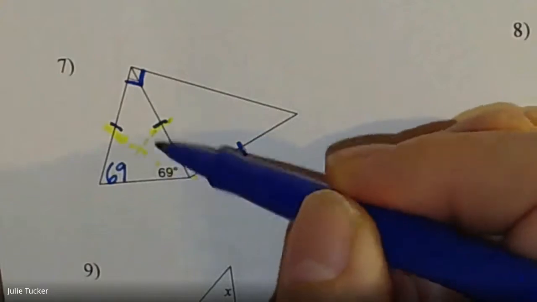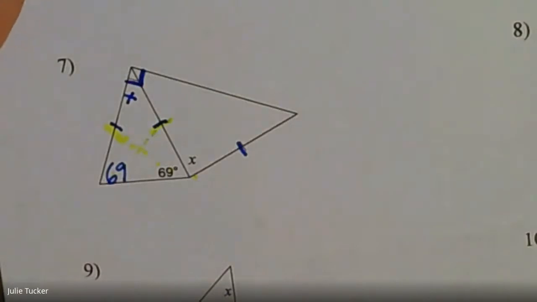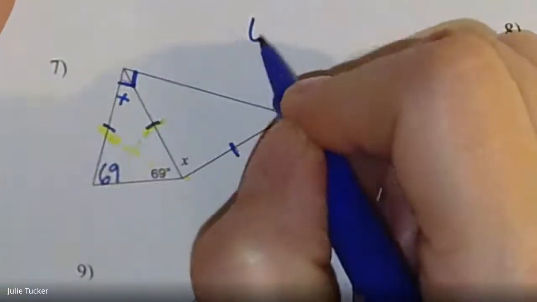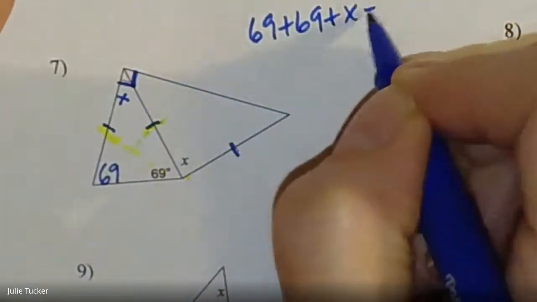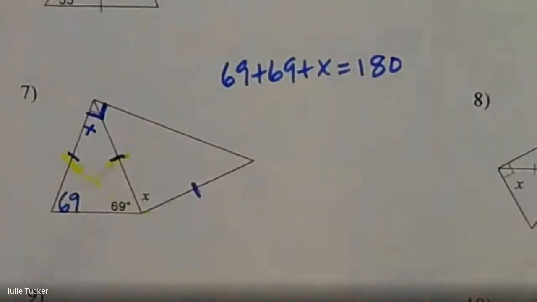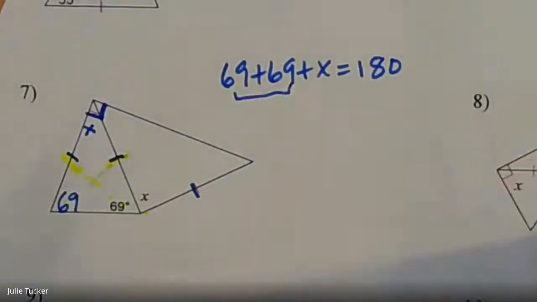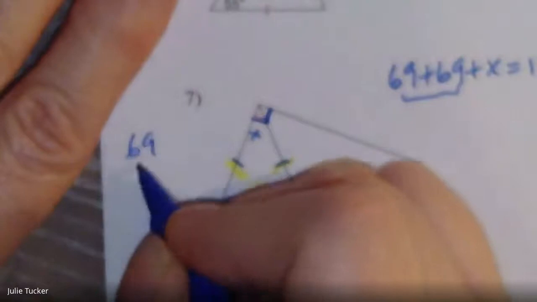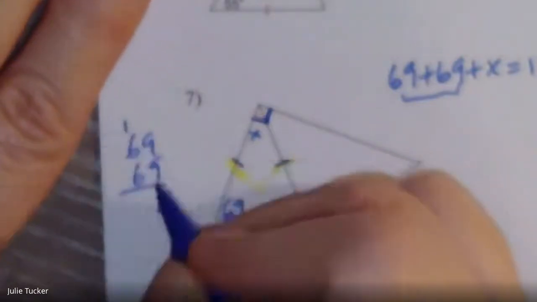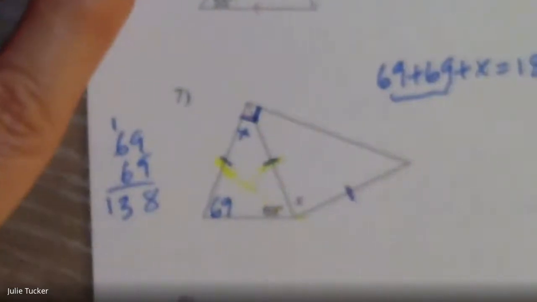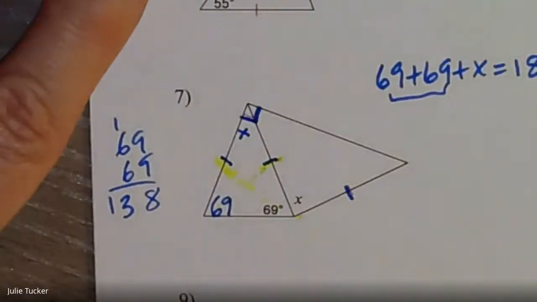69 and 69 plus this angle here will be how many degrees total? 180. Awesome. So we're going to write 69 plus x equals 180. So if I add together 69 and 69, let me do that over here on the side. 138. I'm sorry it got out of focus. Let me see if I can fix it. Okay, there we go. I got 138.